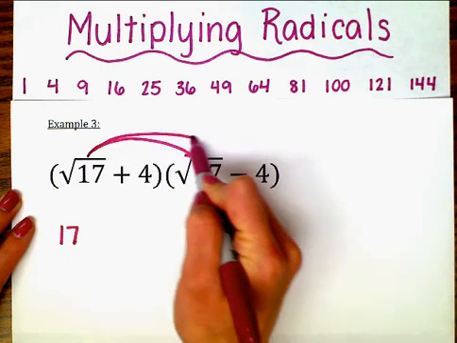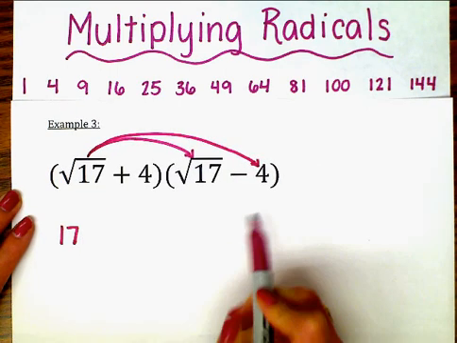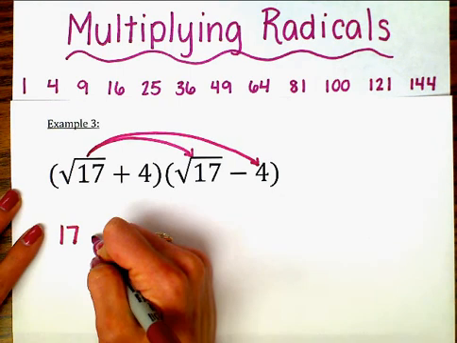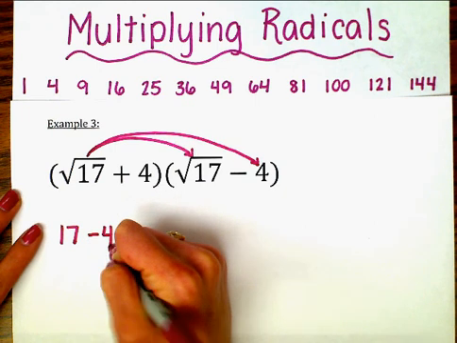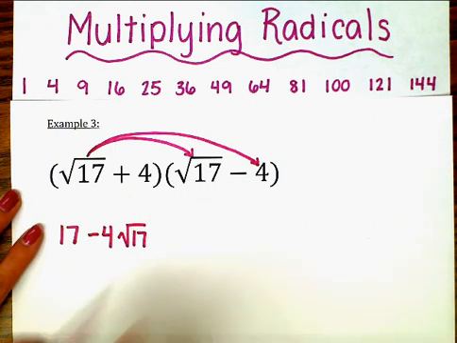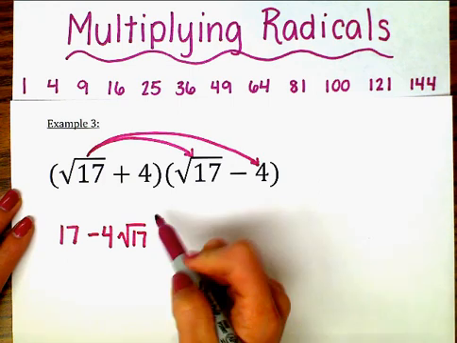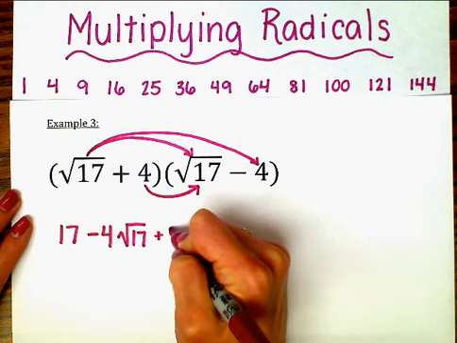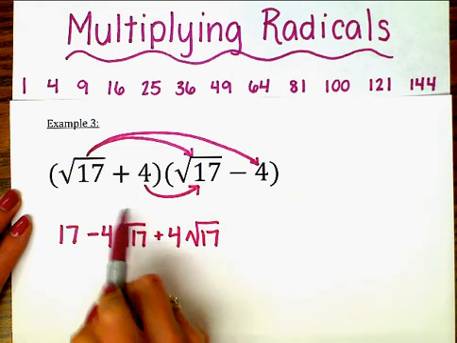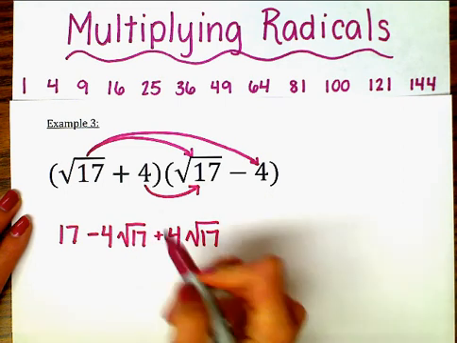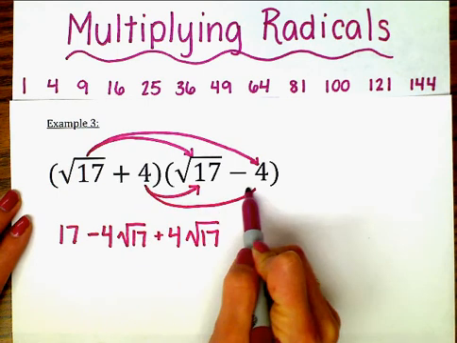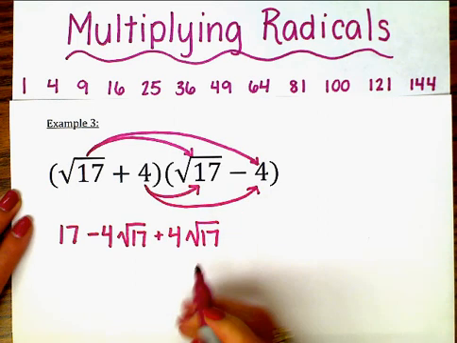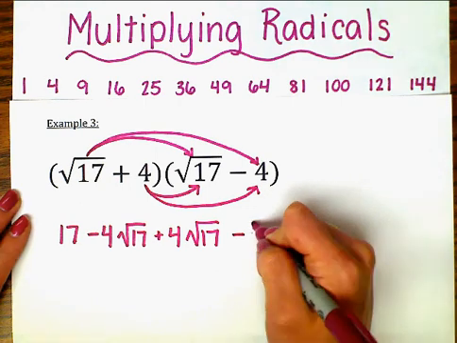Going to go to radical 17 times negative 4. Don't forget your negative because this is a minus sign. So that equals negative 4 radical 17. Now let's go on to this one. 4 times radical 17 is just 4 radical 17. It was positive this time. And now our last terms. We have 4 times negative 4. Positive times a negative equals a negative. And that's going to be negative 16.